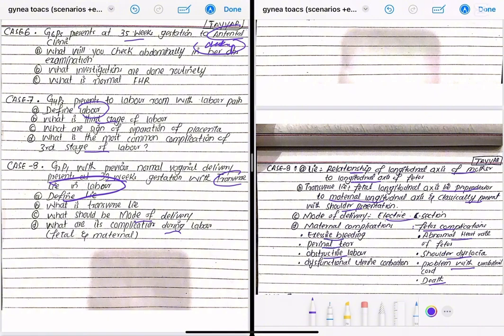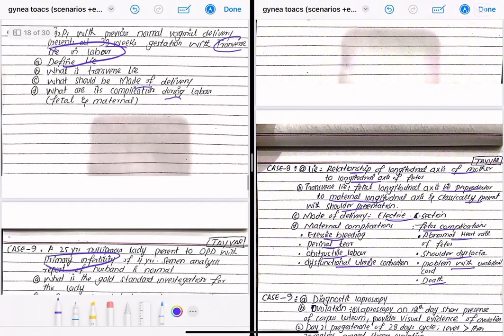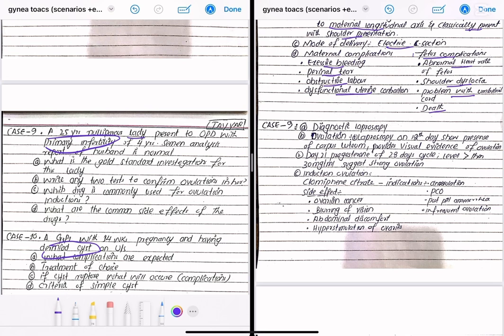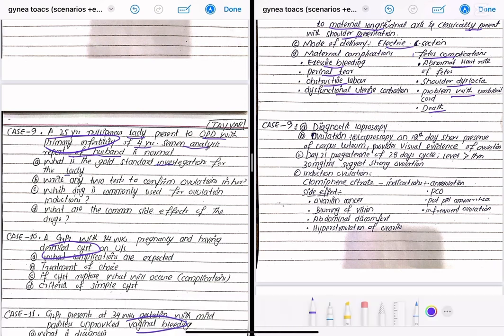Now case number 9. We have a scenario where a 25-year-old nulliparous lady presents to the OPD with primary infertility of 4 years. Semen analysis report of the husband is normal. So what is the gold standard investigation for this lady? Diagnostic laparoscopy. In case of infertility, the gold standard investigation is diagnostic laparoscopy.